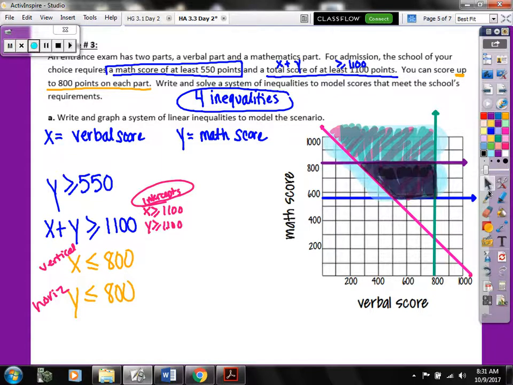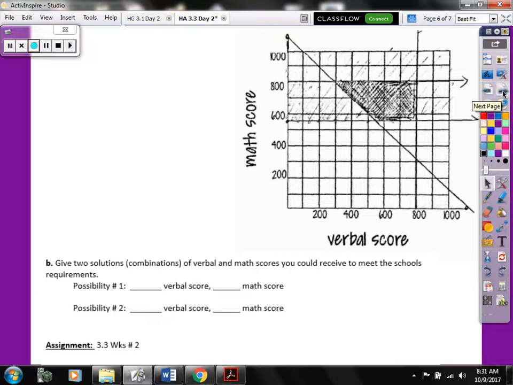And then they ask us to find two possible scores that would satisfy the school's requirement. So you can pick any ordered pair that goes in here. Who thinks they could give me one pair of verbal and math scores that would satisfy? There's lots of them. Garrett? 600 and 700. 600 and 700. Good.